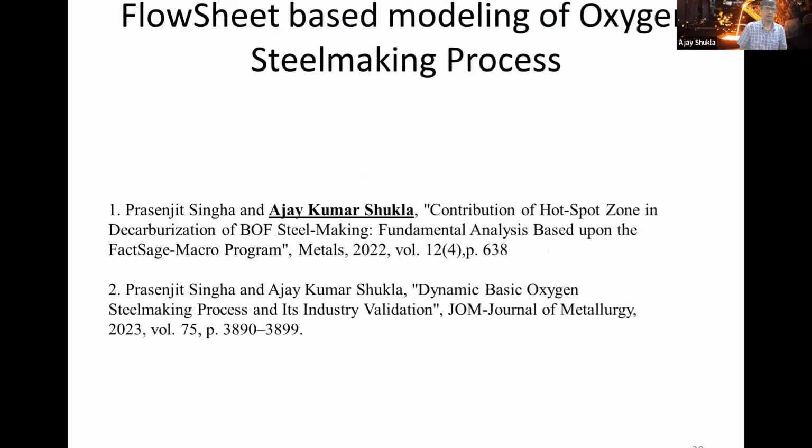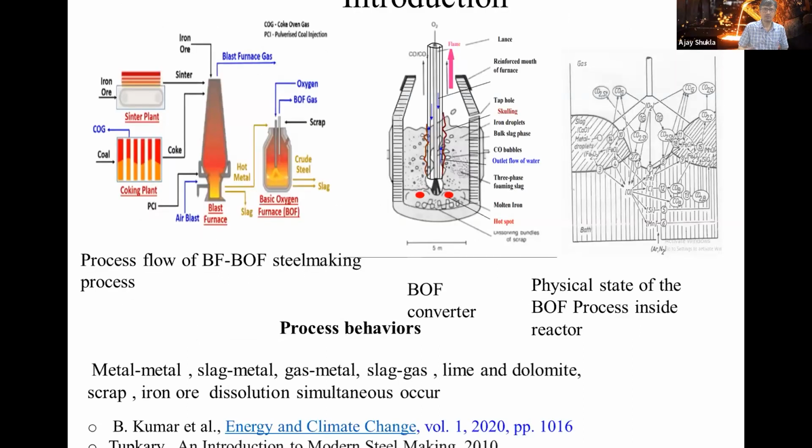Now I'm going to talk about the second problem that we did with another student, Mr. Prashanjit Singha, who has developed a flow sheet based model for the oxygen steel making process. The oxygen steel making process is one of the well-known processes, responsible for almost 60% of the production of steel. Here the hot metal, which is saturated with carbon, is directly charged into a vessel where it is oxidized with the help of an oxygen lance, where the oxygen is supplied at very high velocity and very high pressure inside the metal bath.